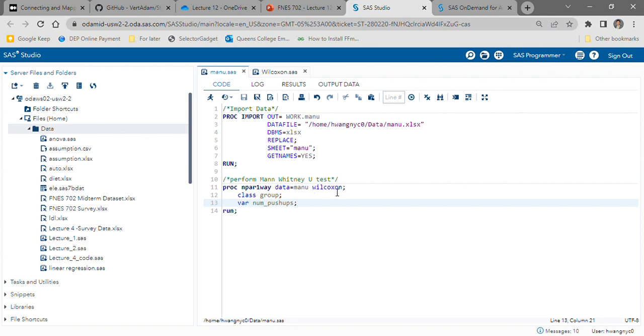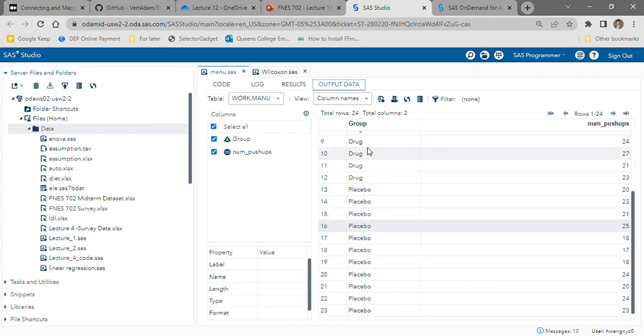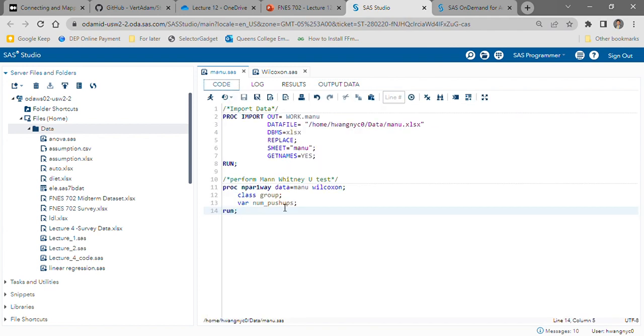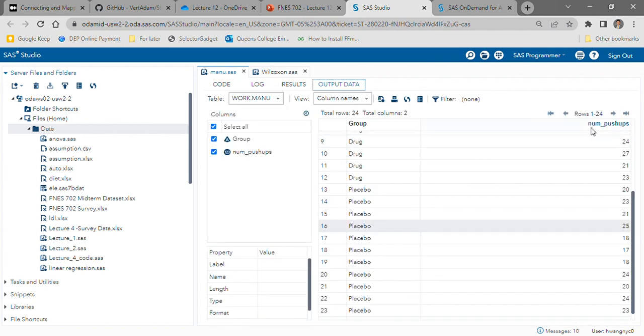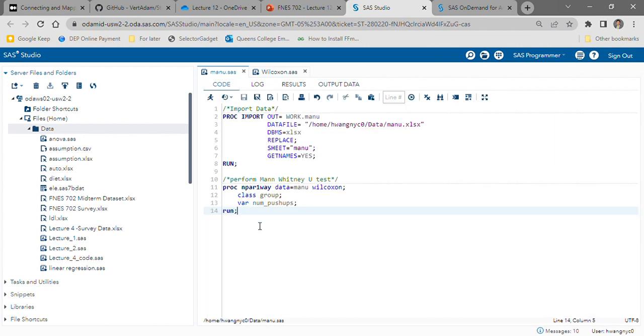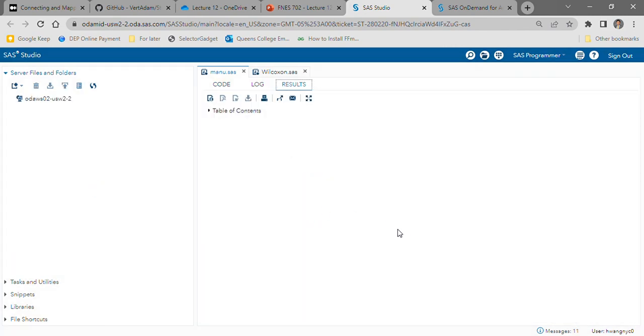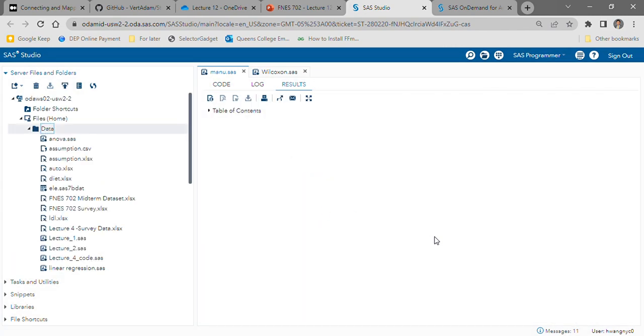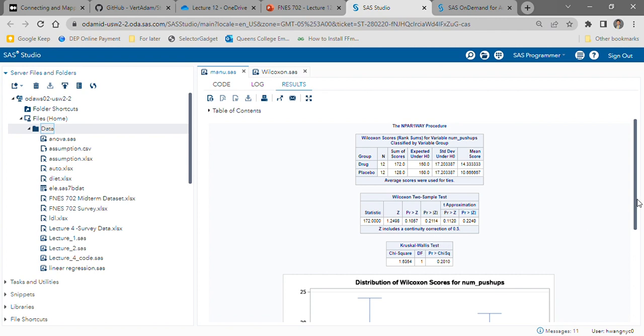Notice afterwards we're asking for Wilcoxon, right? Our class, we're going to put group, right? When we go here, group, it's either the drug group or the placebo group. And then we have var, our variable, which is number of push-ups, right? Num push-ups right here. I'm going to highlight that. We go running man. And notice, here we are. We have our outputs right over here.